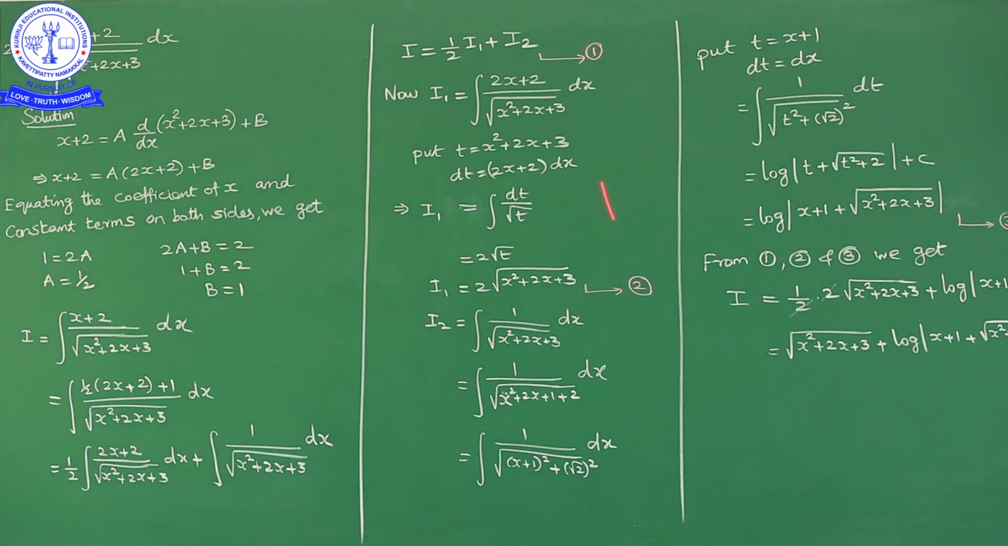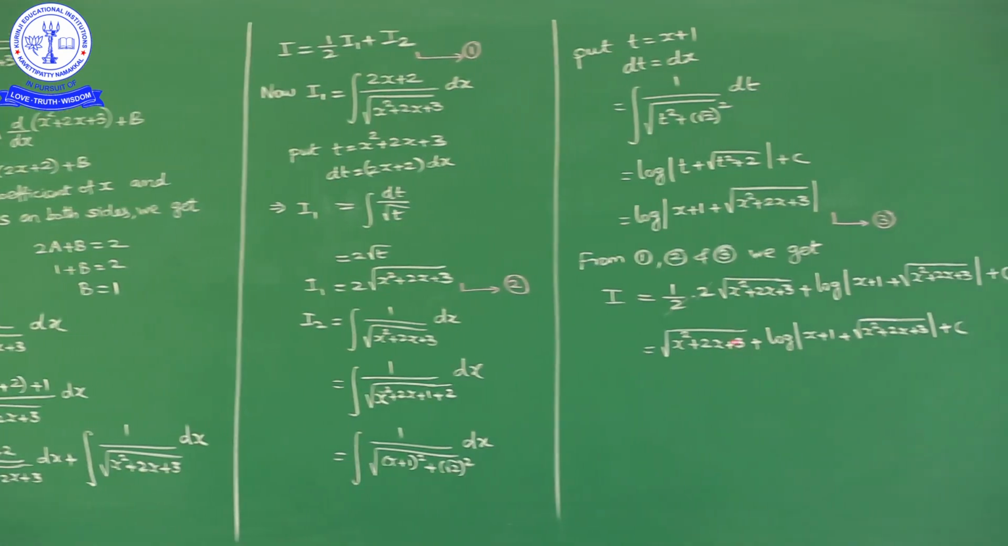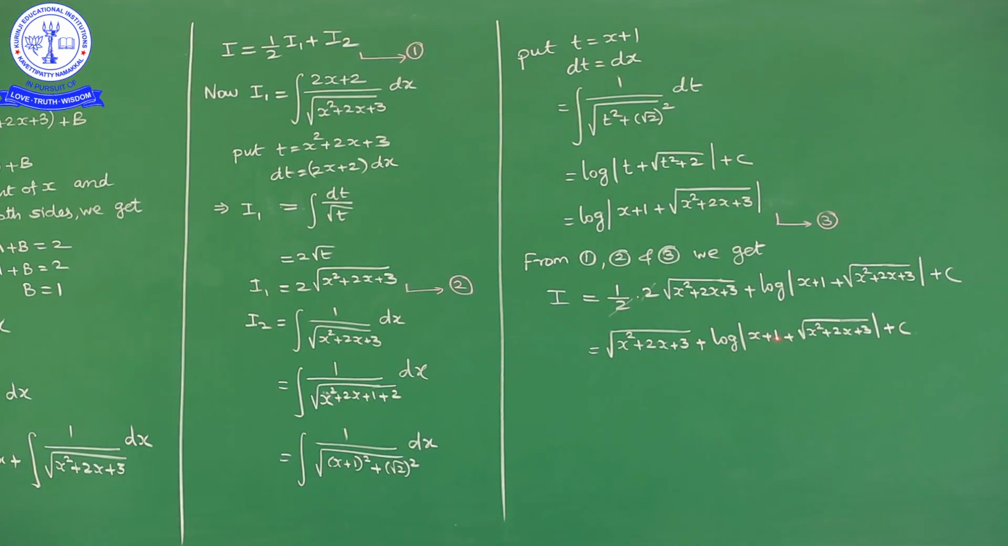Now from 1 to 3, what is I? I is equal to half I1. What is I1? I1 is 2 times square root of x square plus 2x plus 3, so the 2 gets cancelled, plus I2. I2 is log mod x plus 1 plus square root of x square plus 2x plus 3 plus some constant. Final answer is square root of x square plus 2x plus 3 plus log mod x plus 1 plus square root of x square plus 2x plus 3 plus c.